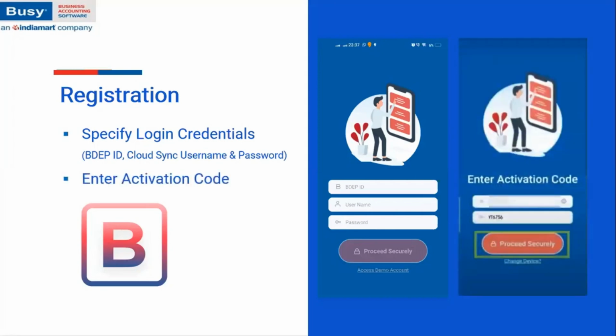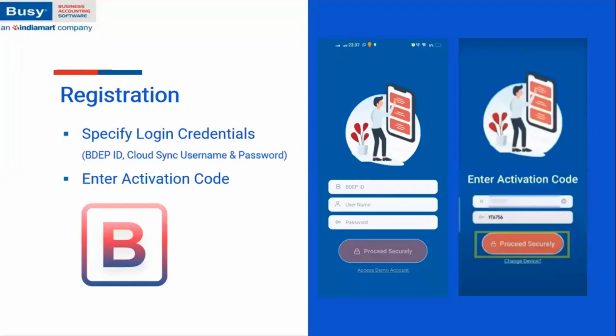Then you will get one OTP activation code on your registered mobile number. You have to enter the OTP, then you can proceed securely. Once you proceed securely, the mobile application is ready to use. So these are the registration steps.